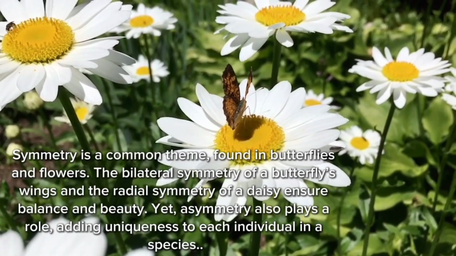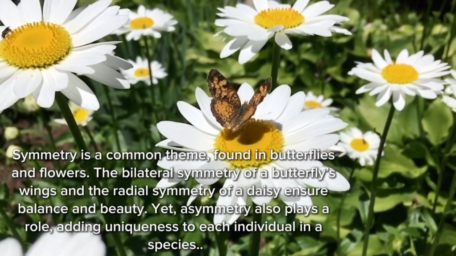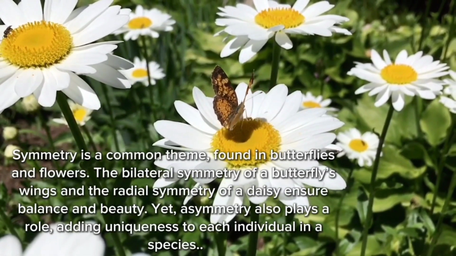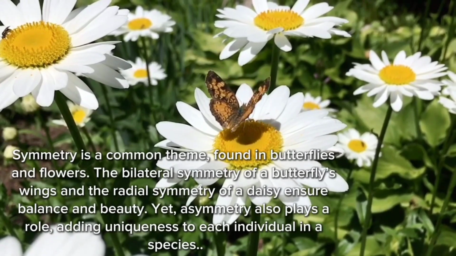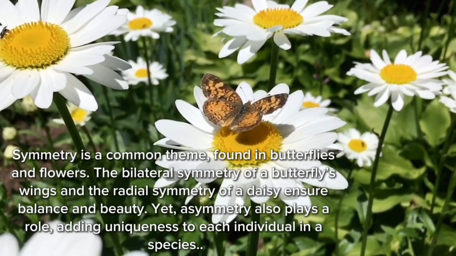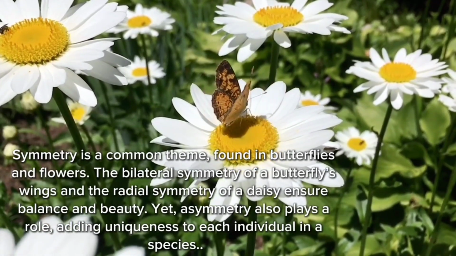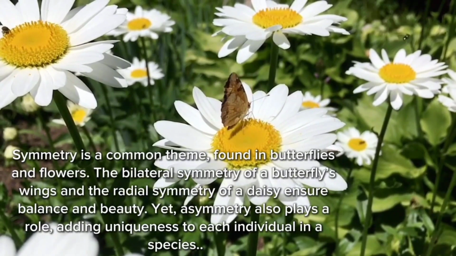Symmetry is a common theme, found in butterflies and flowers. The bilateral symmetry of a butterfly's wings and the radial symmetry of a daisy ensure balance and beauty. Yet, asymmetry also plays a role, adding uniqueness to each individual in a species.